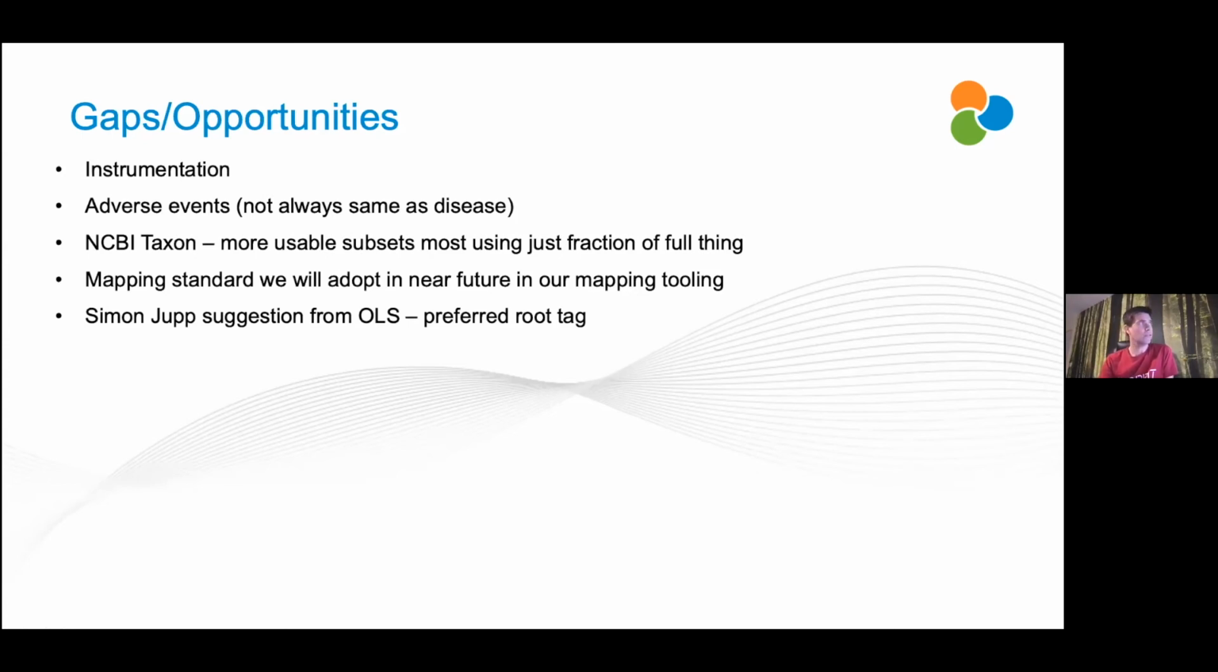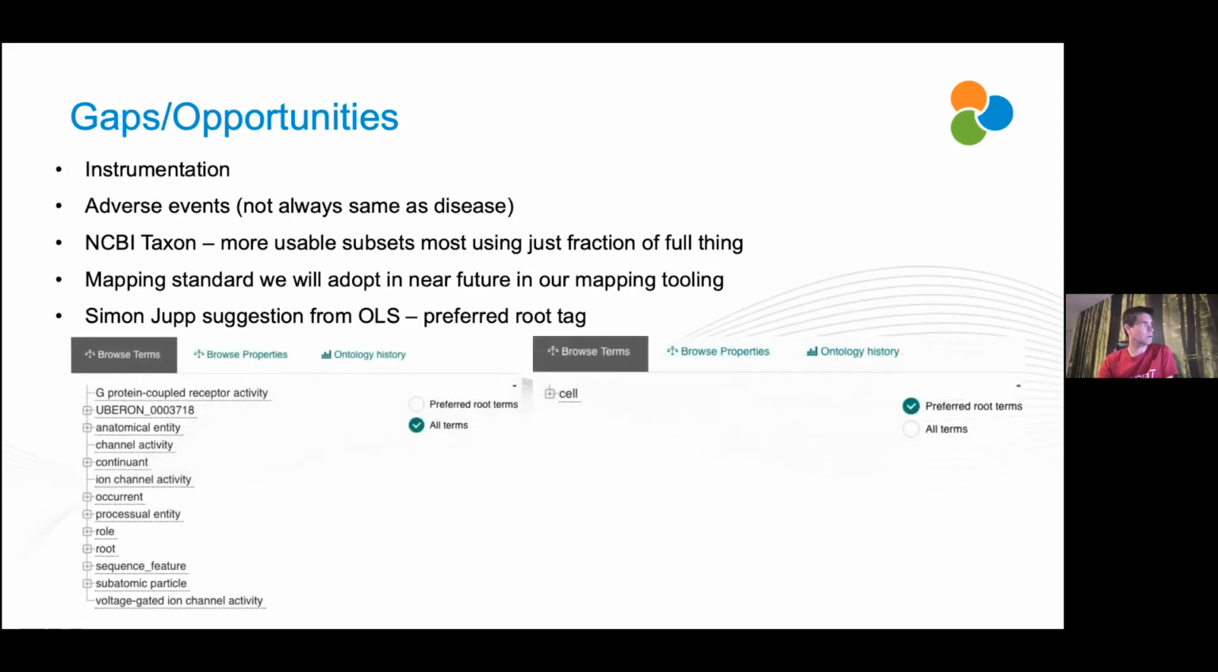I think one of the things we've been looking at were ways to try and hide that stuff. And Simon was telling me that in OLS, they have this idea of a preferred root tag on classes that you can add. So on the left, that's obviously your CL view of just importing the ontology, and clearly there's some kind of stuff that's coming in from some of the imports there. But this idea that you can tag a certain branch of classes and say, well, really, this is the main entry point for most users.